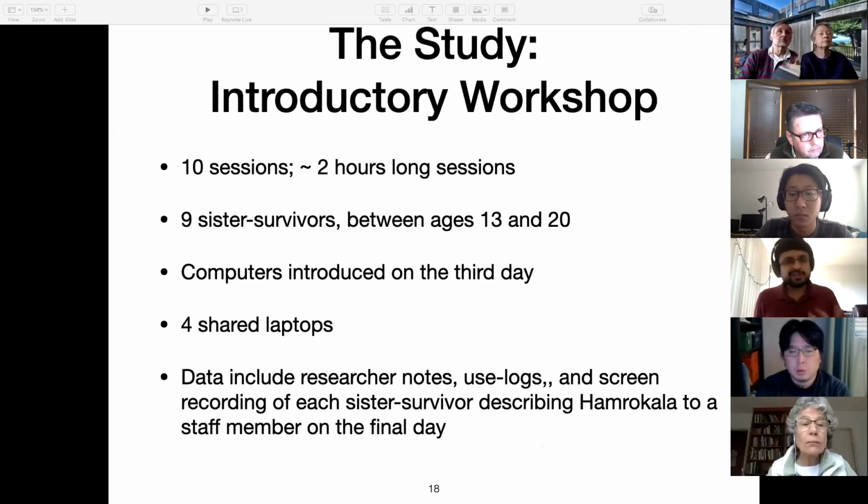Technology alone is not enough, though. The way it is introduced and how it is positioned is quite critical and requires careful consideration. To that end, we conducted a 10-day workshop for a group of 9 sister survivors to introduce computers and Hamrokala. Each session ran for around 2 hours. The first 2 days were used for general discussion, and computers were introduced on the 3rd day. We had 4 laptops with us, so they were shared between groups of 2 and 3.